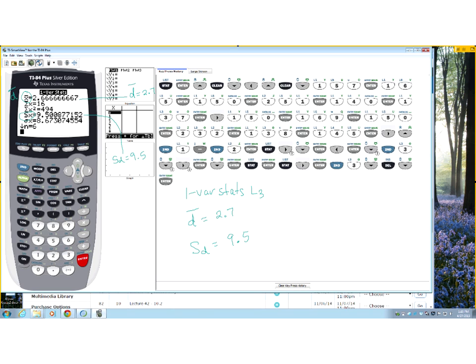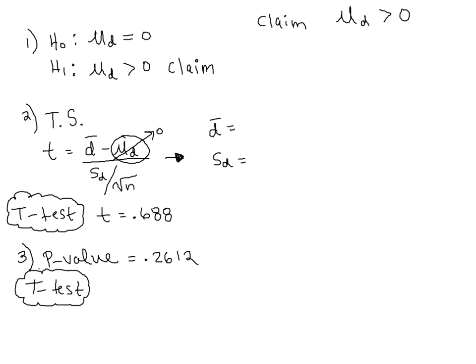All right, so let me just go ahead and compare. Let me just copy this down. So d-bar from our calculator, again, that was 2.7. And standard deviation, that was 9.5. So if you were to find the mean and the standard deviation and use the formula, then you'd have 2.7 over the standard deviation divided by the square root of n. So go ahead and tell me what test statistic you would get there.